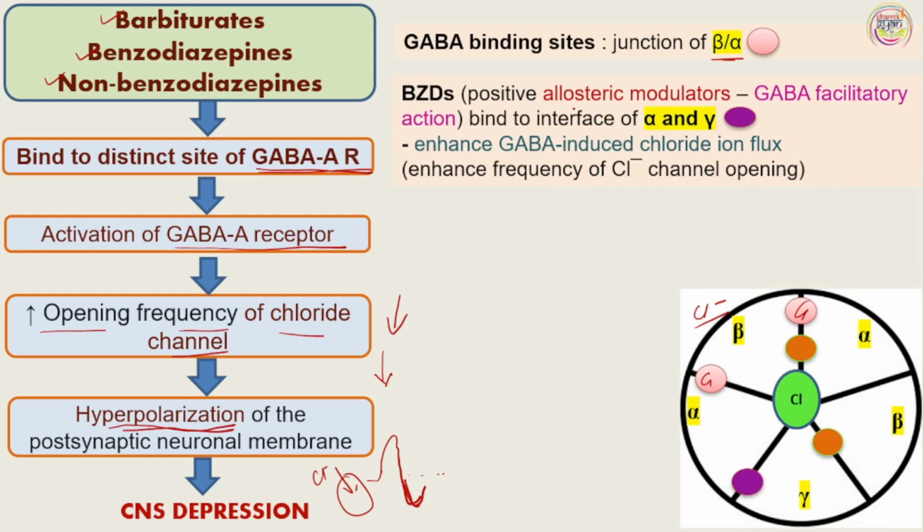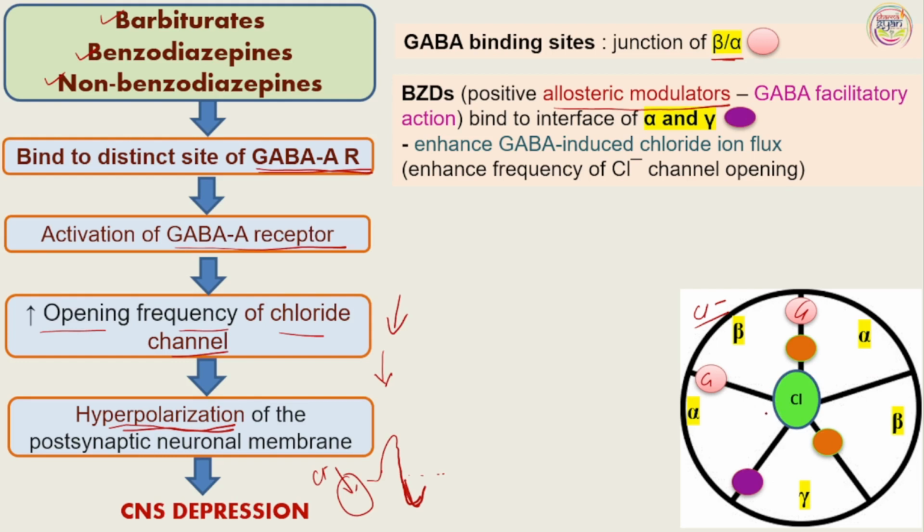Benzodiazepine acts as a positive allosteric modulator. What is meant by an allosteric modulator? These are substances that bind to a receptor to change the receptor's response to the stimulus. Receptor response here means the opening of the chloride channel.